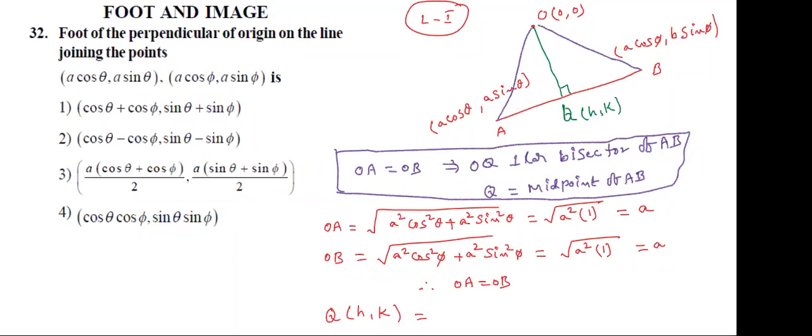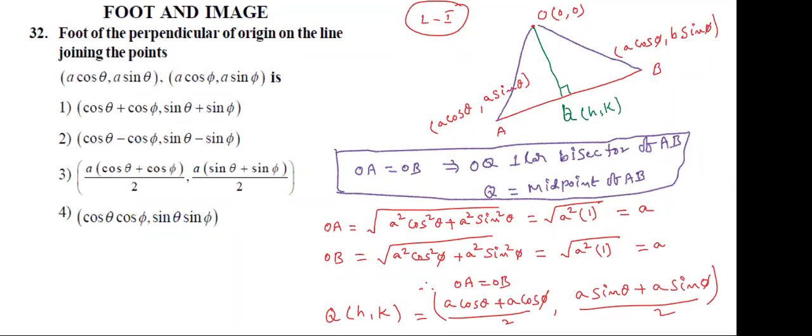Apply the midpoint formula: ((a cos theta + a cos phi)/2, (a sin theta + a sin phi)/2). This is the foot of the perpendicular. Observe the options. Here we can take a common in the numerators. So I think the third option is correct. Yes or no? Third option.